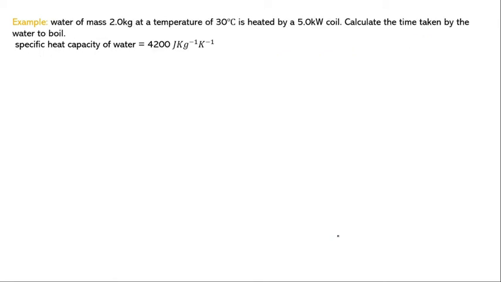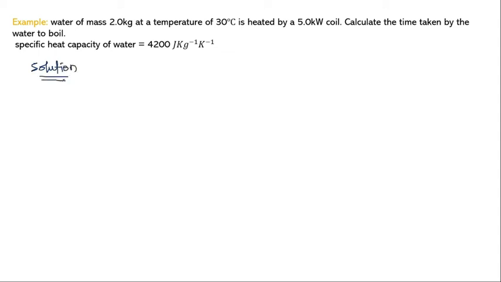Now, example number 3, we have water of mass 2 kilograms at the temperature of what? 30 degrees Celsius is heated by a 5.0 kilowatt coil. So we have to calculate the time taken by the water to boil, given that the specific heat capacity of water is 4,200 joules per kilogram per Kelvin. Alright, so let's write down our solution.